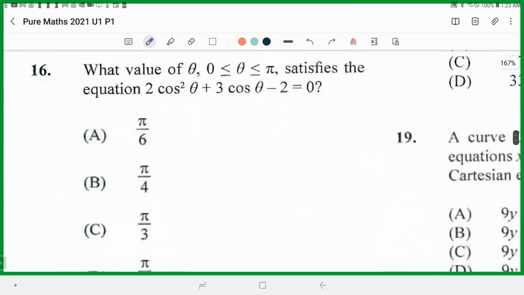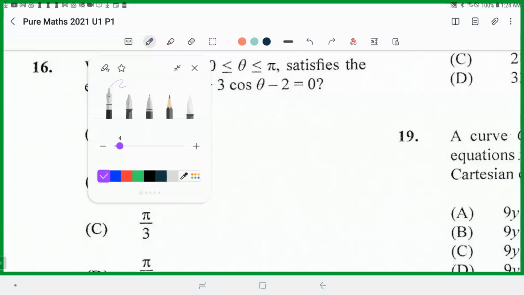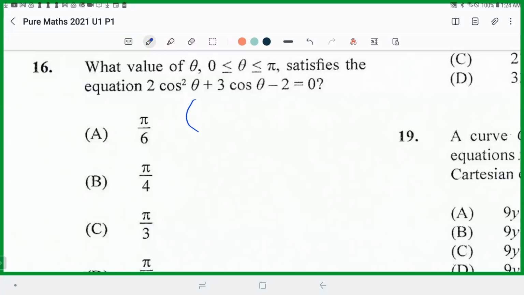This next one down here says the values of x between 0 and pi. That means I want to work in the first 2 quadrants, that satisfy this equation. It's a quadratic in cos, so we're going to factorize it, like we're solving it, and put it equal to 0.